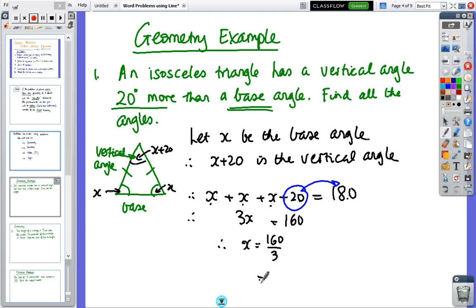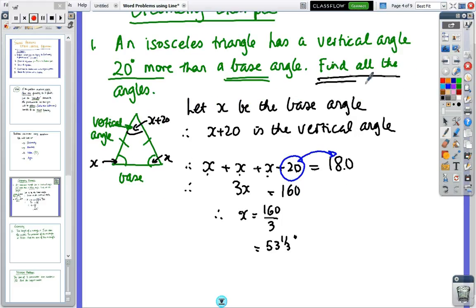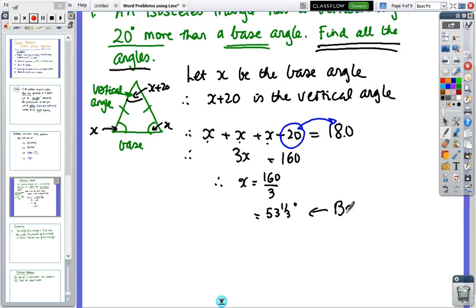And unfortunately, it's not a whole number, but the answer is 53 1/3 degrees. And have I answered the question? No, because it says find all the angles. So that's the base angle. The vertical angle is 20 degrees more. So the vertical angle will be 73 1/3.